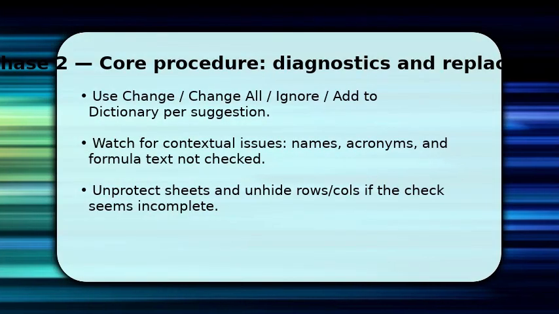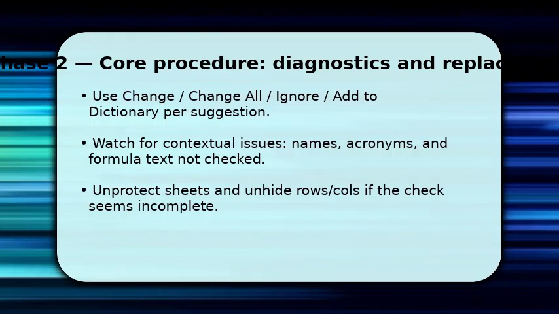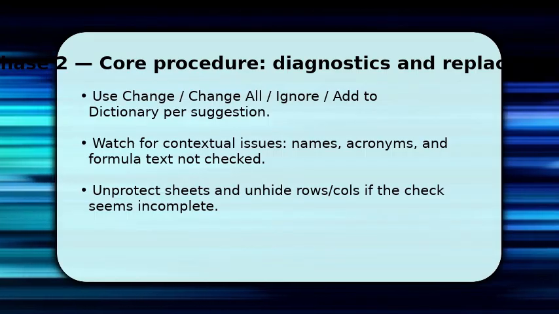Now you'll work through suggestions. Excel shows replacements and a few action buttons. You can change one instance, change all for repeated words, ignore if it's correct, or add to dictionary for names and acronyms so they won't flag later. Note that spell check skips text and formulas and protected cells, so unprotect sheets and unhide rows if something's missing.